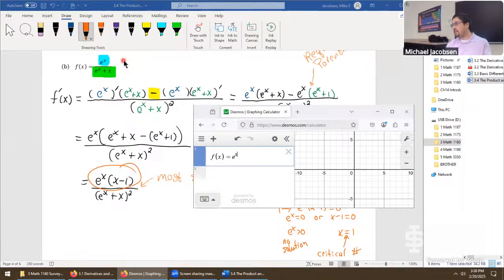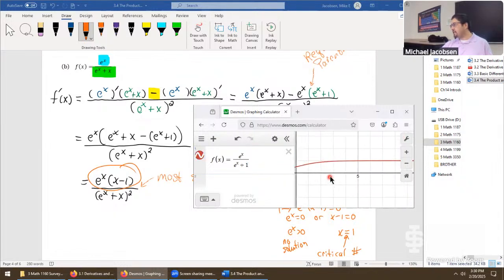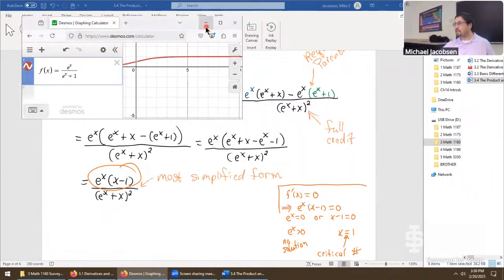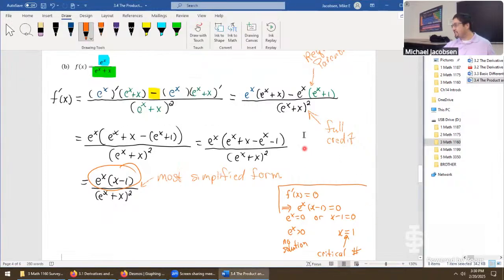F of x, e to the x, divided by e to the x plus 1. And it says here, right at x equals 1, hang on. Right at x equals 1, I should have had a maximum, I thought. I might have made a mistake somewhere on here. Let me double check my work. I might have to come back to this thought right here.